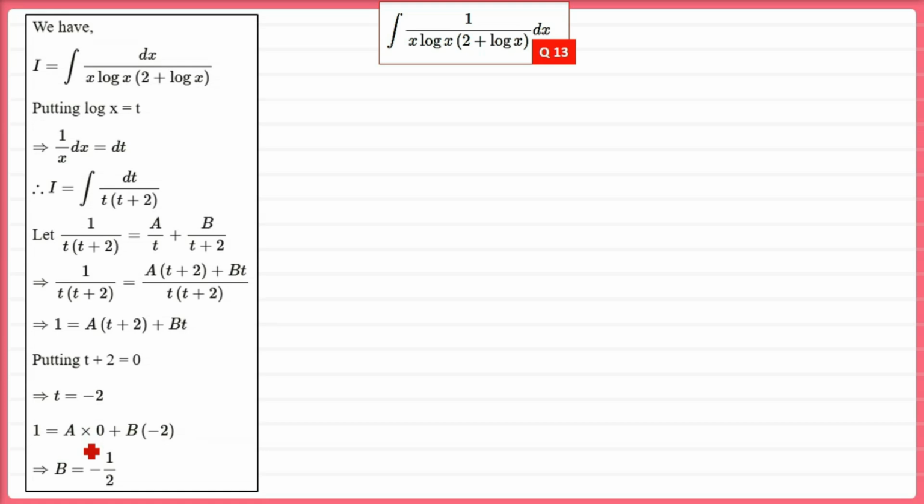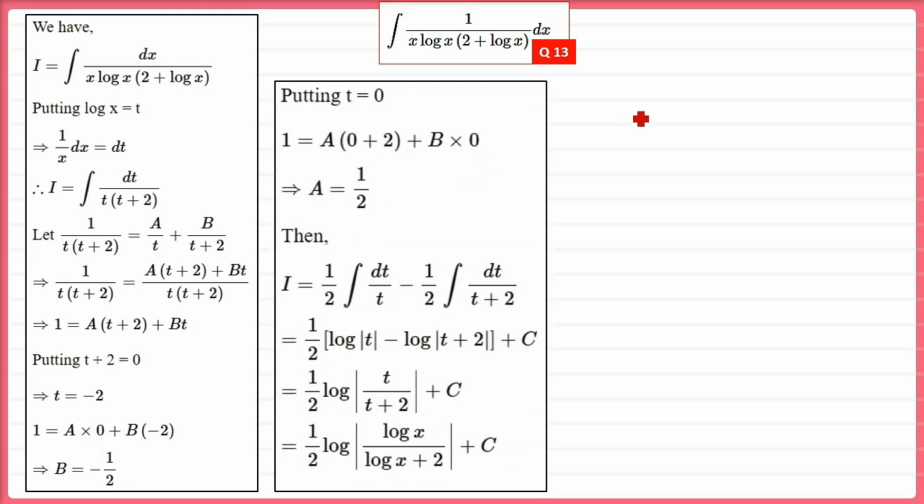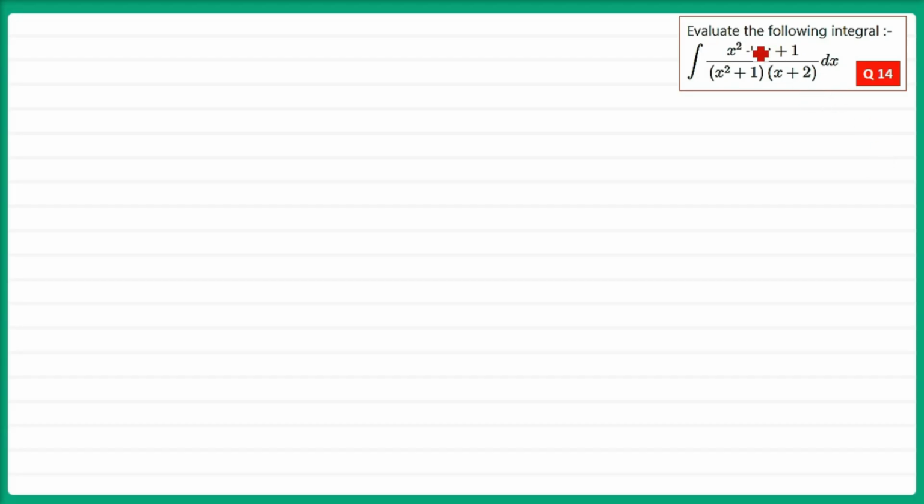Alright, so this is the result I was talking about. If you are able to understand that log x can be placed as t, other things are quite obvious and will be easier for you. Now here we have x square plus x plus 1 in the numerator, and in the denominator we have x square plus 1 and x plus 2. The order of the numerator is 2 and the denominator is 3, but you have a quadratic factor, x square plus 1, in the denominator. We need to try something else here, which I explained earlier at the beginning of this chapter.